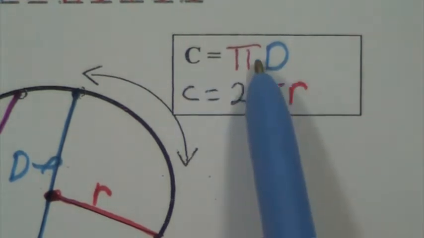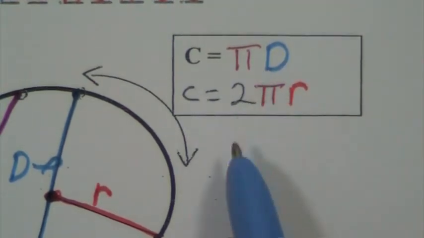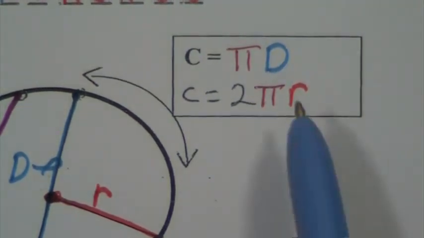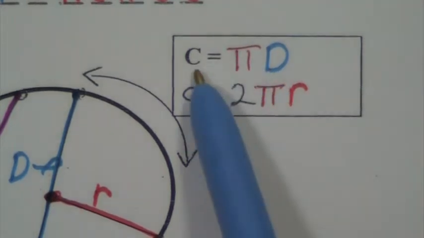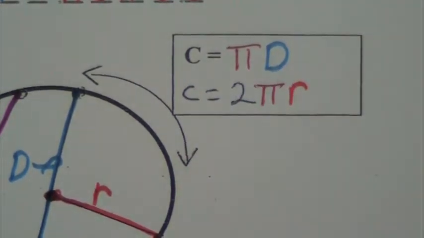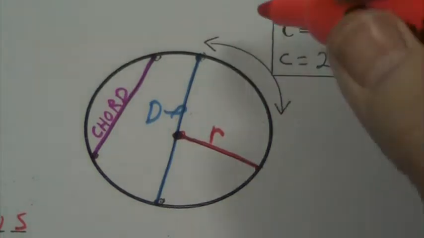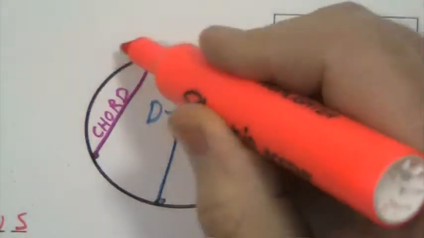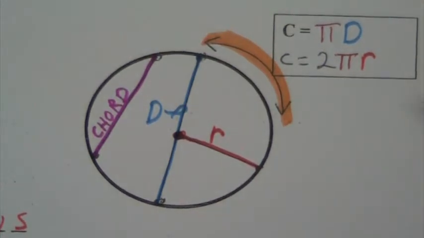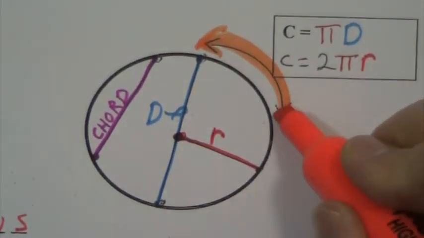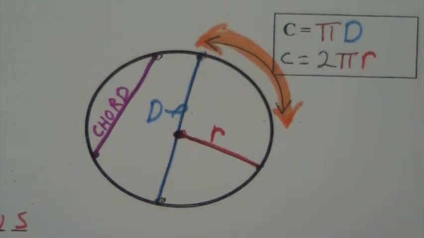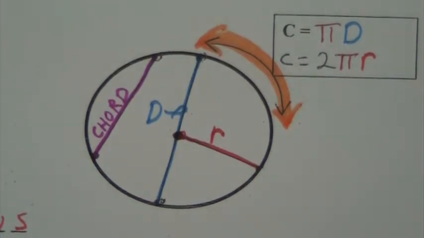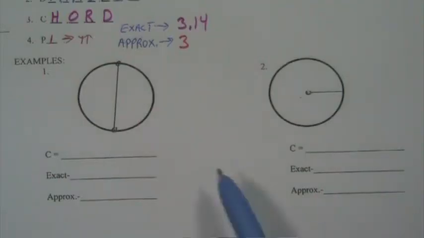I prefer to use this one right here because it's just one formula I can always use, and it's easy to remember. Pi diameter, that's circumference. Pi diameter. And remember, circumference is going all the way around the circle. Okay, let's take a look at a couple examples down below.